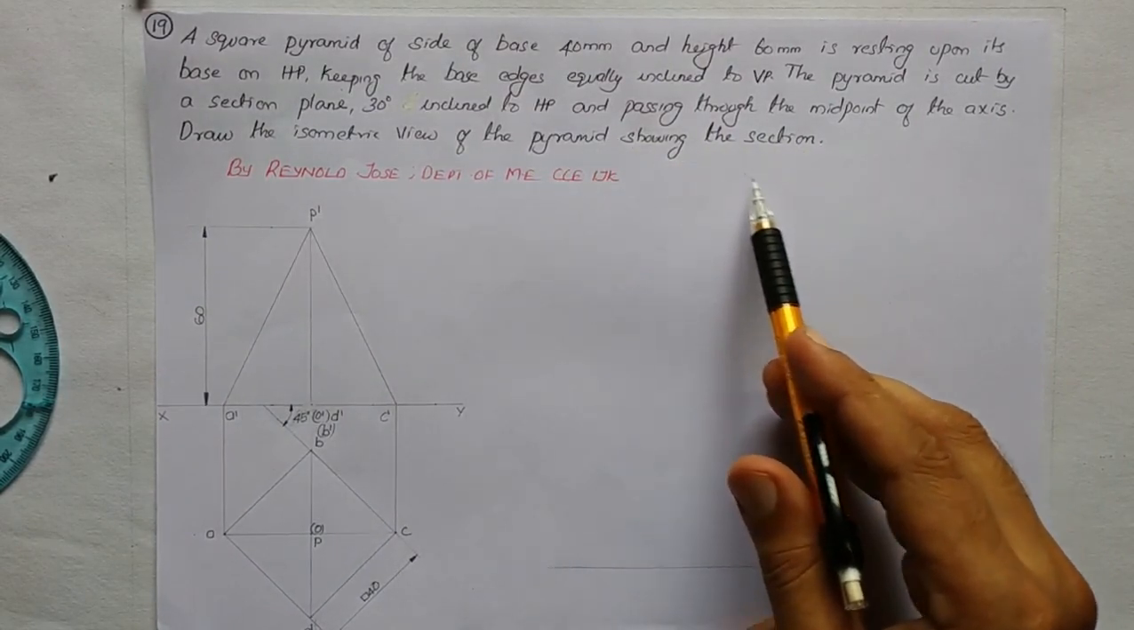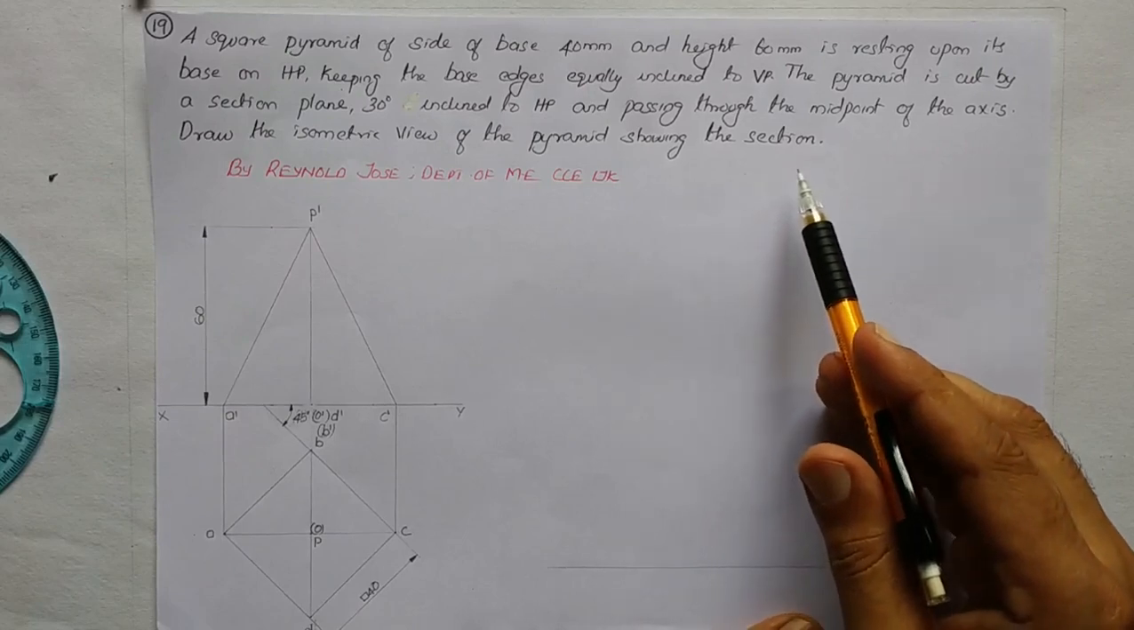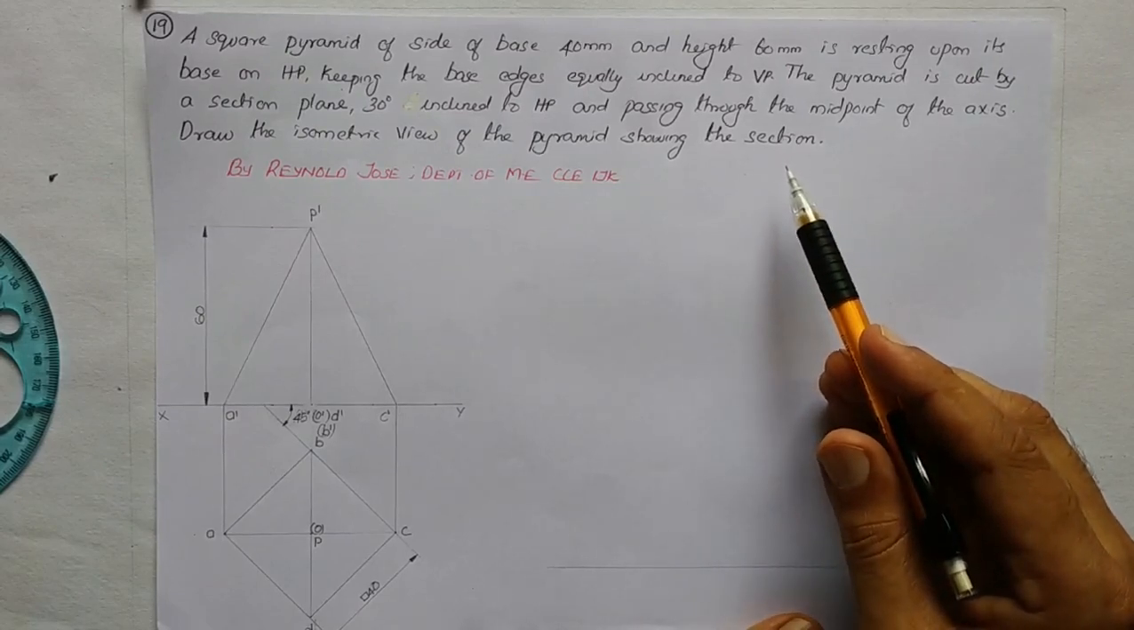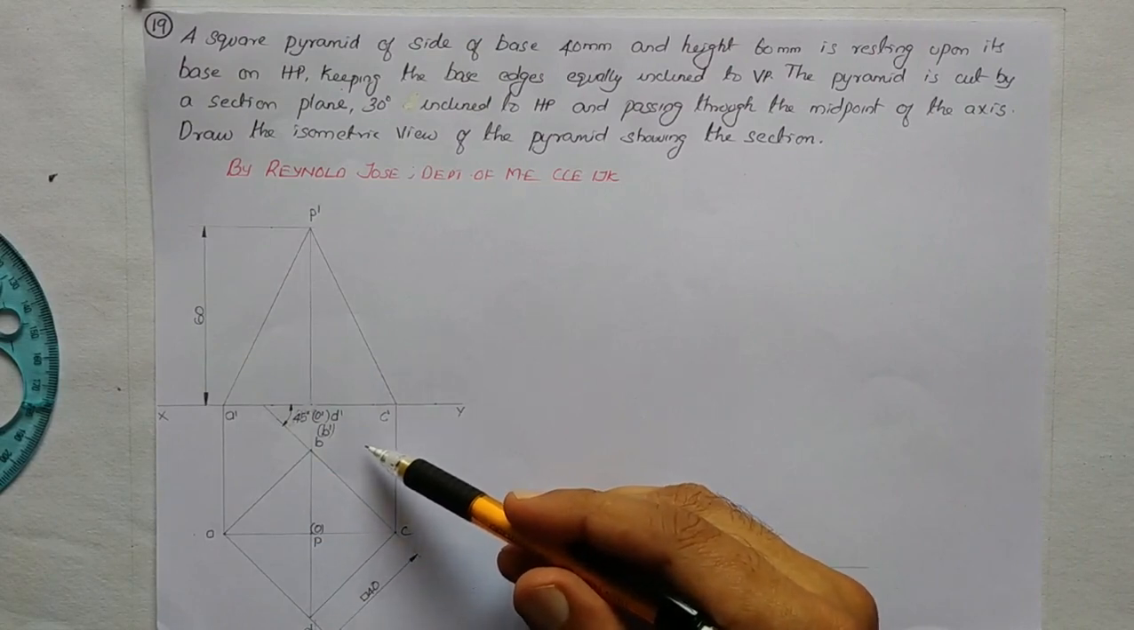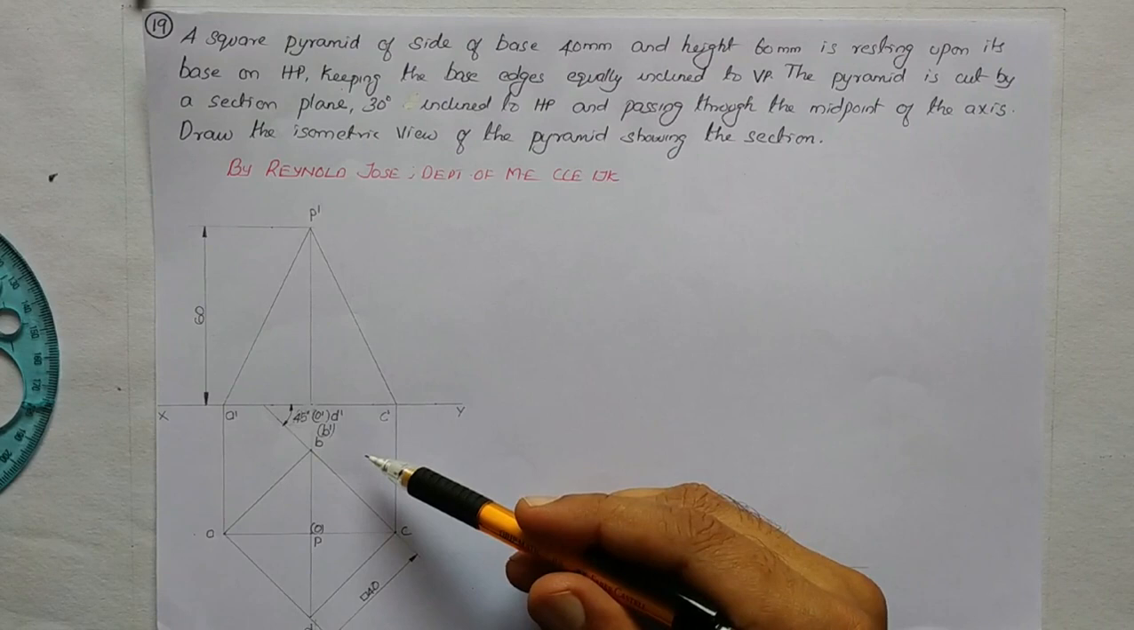So showing the section means you have to show the sectioned surface in the isometric view also. So here we are having a square pyramid. It is resting on the horizontal plane on its base with its base edges equally inclined to VP.